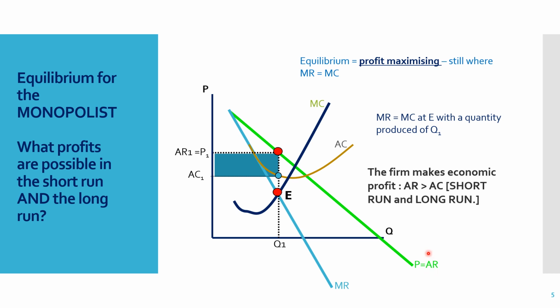Also notice that your price is above your MC. There's your MC, your marginal cost, and there is your price. Another very, very important difference. All right, now we're going to go into a bit of theory on the monopolist.